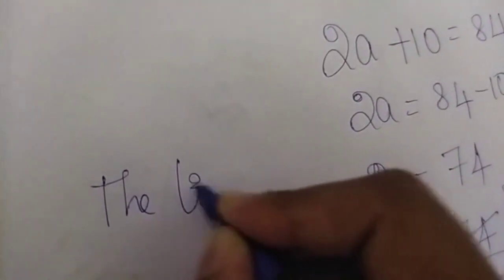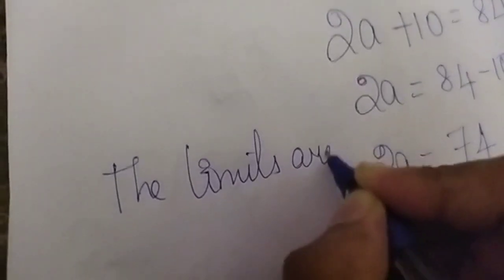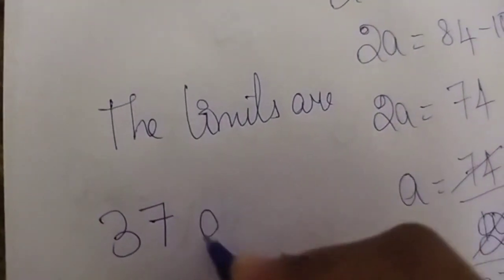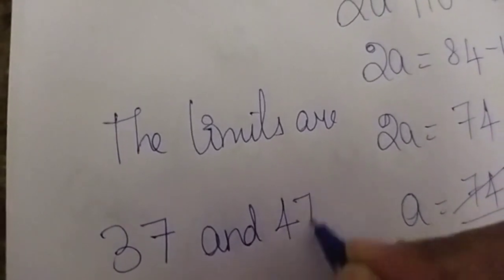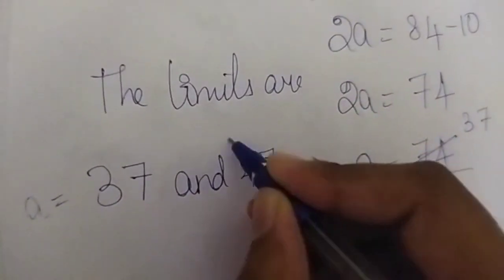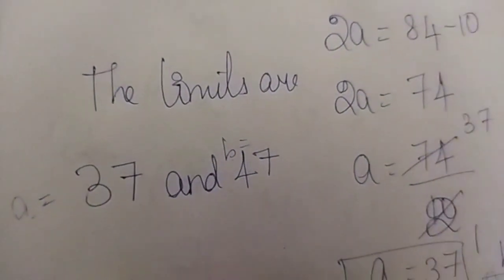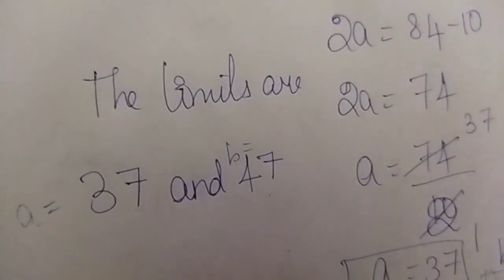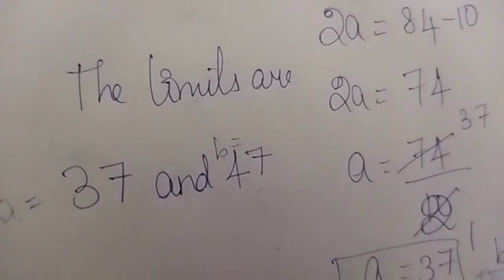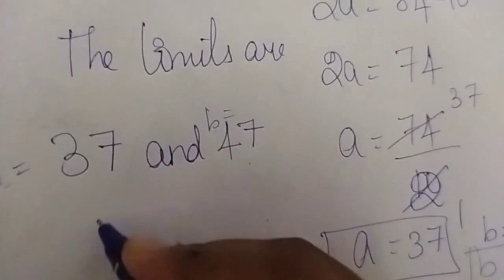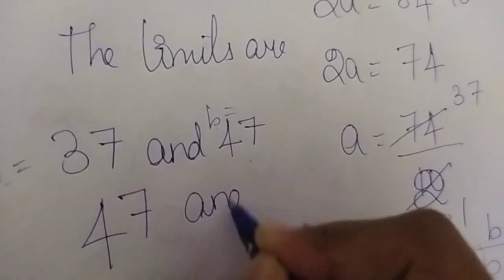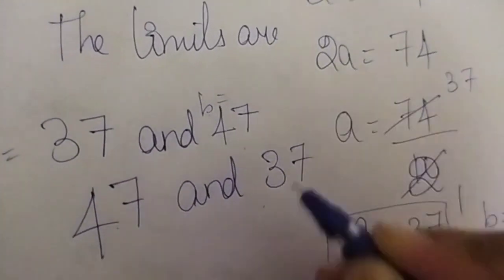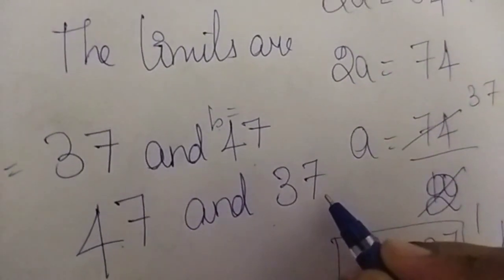Therefore the limits are 37 and 47, but we always write the upper limit first and the lower limit second. That is the procedure. So here a is the lower limit and b is the upper limit. So we need to write them in the opposite order, because the upper limit comes first and the lower limit comes second. So how you should write is 47 and 37. Listen, upper limit first, lower limit second. That is how we write the limits.